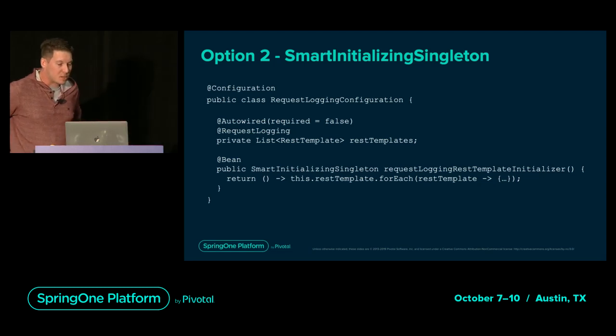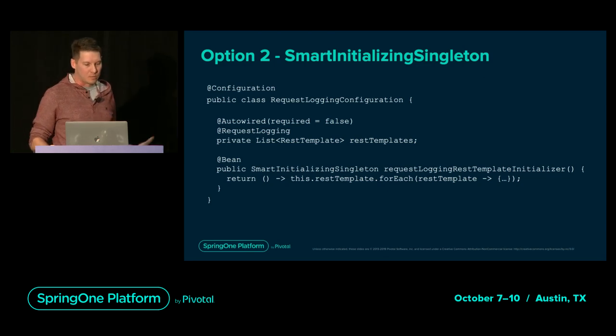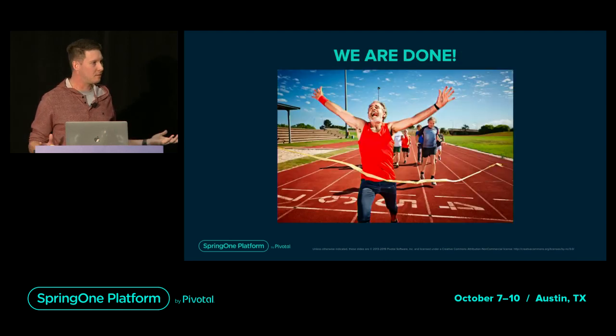So the smart initializing singleton here, you can see we implemented as a Lambda, which is that callback or that functional interface. And here we're going to loop through each one of those REST templates and apply any customization that we need. For this simple example, this would probably be a request interceptor that just logs the request as it goes through. Okay, and that's it. That's pretty straightforward, pretty simple.